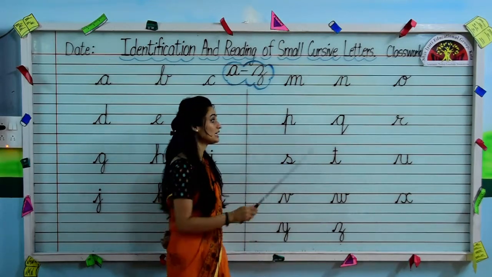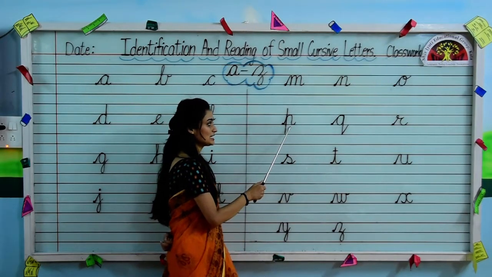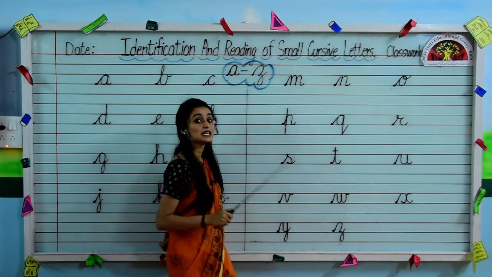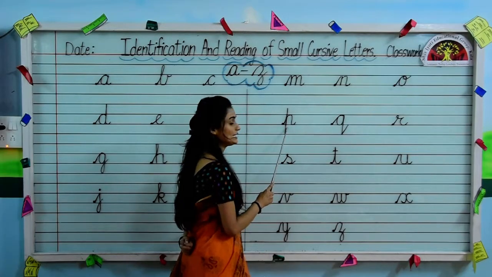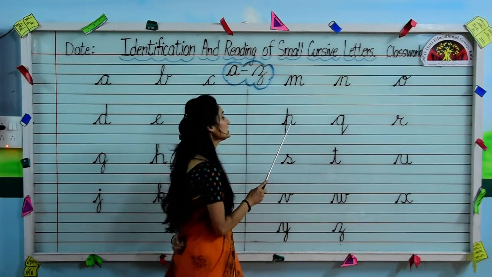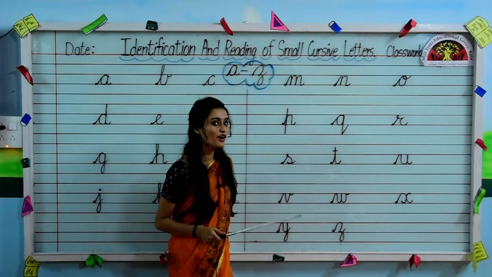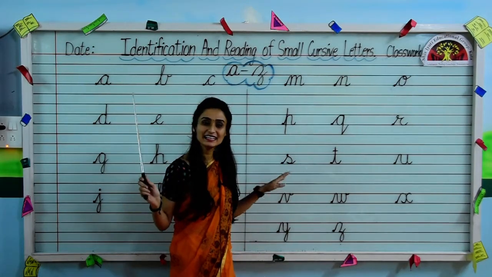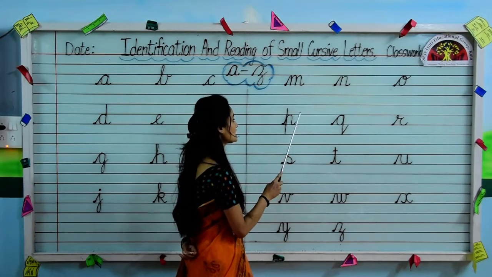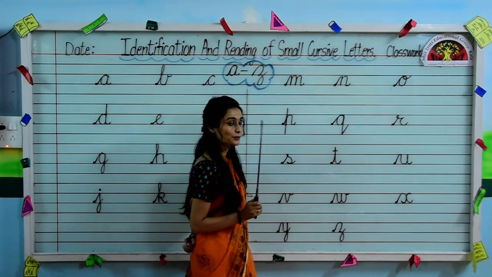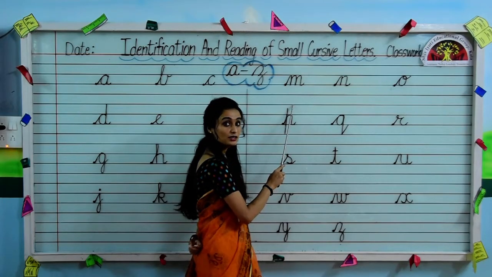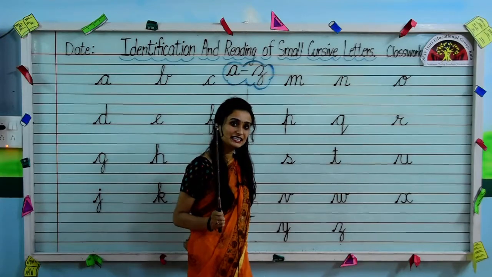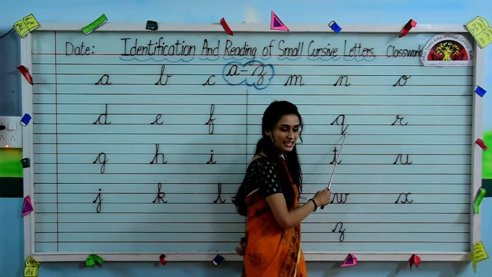Very good kids. Now come on the next line. Tell me which is this letter? Yes, this one is small cursive letter P. P for parrot. Very nice kids. Remember, when you write P, do not touch it with the first line. Very nice. Now jump on the next one kids.